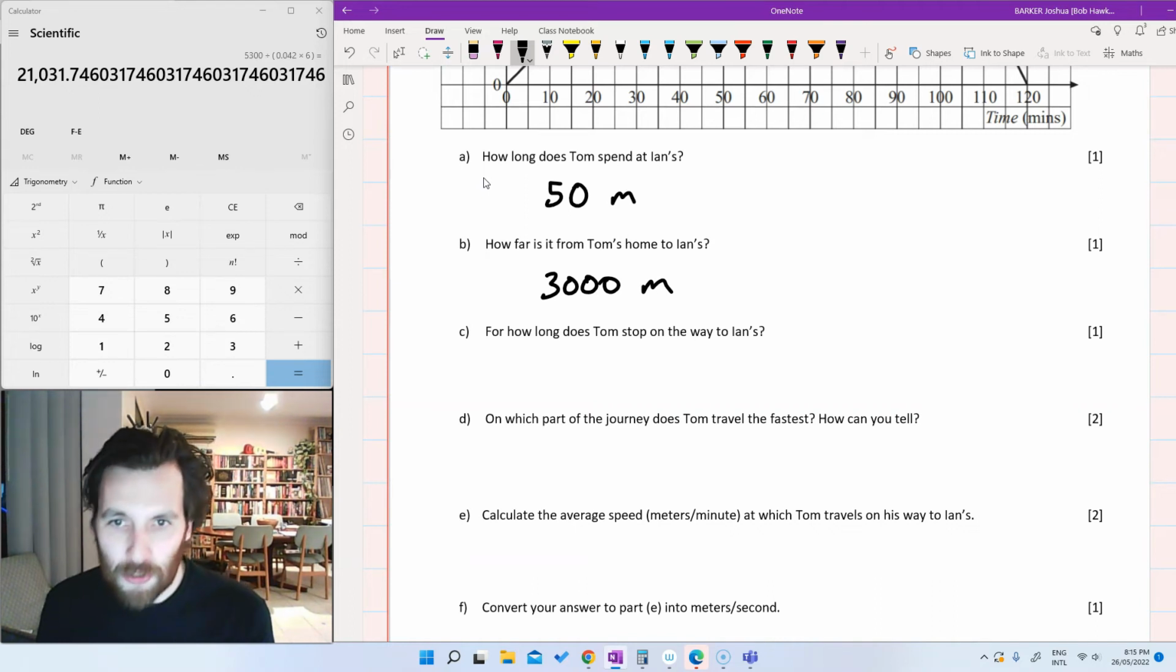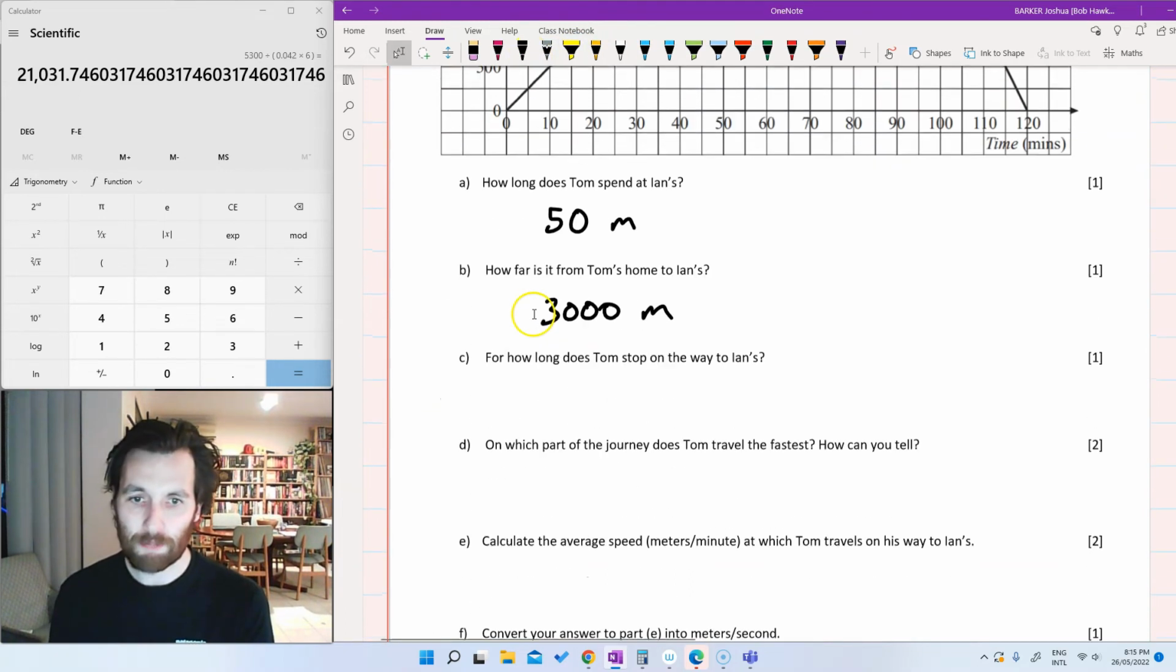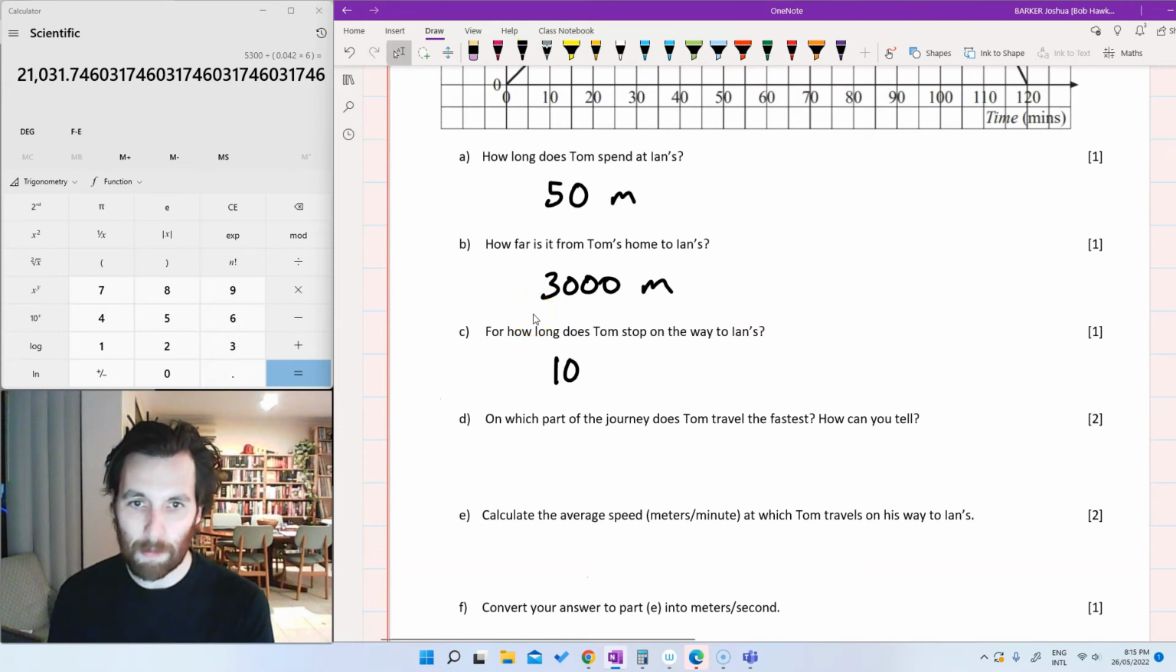Cool. For how long does Tom stop on the way to Ian's? Oh, cool. That's explained further down. So we've talked about this already, but he stops here. The difference between the start and the finish is 10 minutes. It goes from 20 to 30. So he stops for 10 minutes.